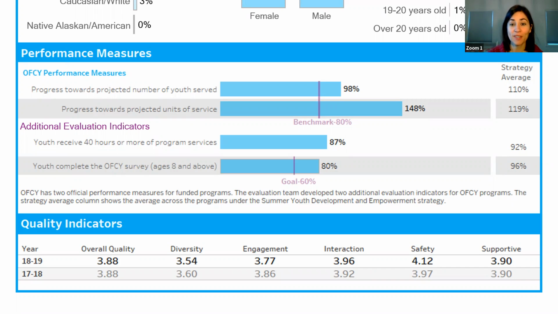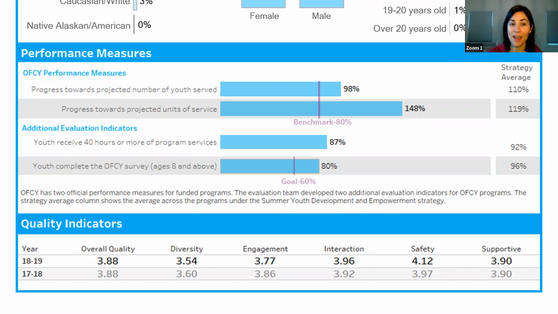We also included the percentage of youth aged 8 and above who completed a survey. To calculate this, we divide the number of youth who completed a survey by the number of youth who were at least 8 years old on the first day of the grant. And finally, we have included a strategy level average for each of these performance measures and evaluation indicators, just to give you a sense of how your program lines up with other programs in your strategy.